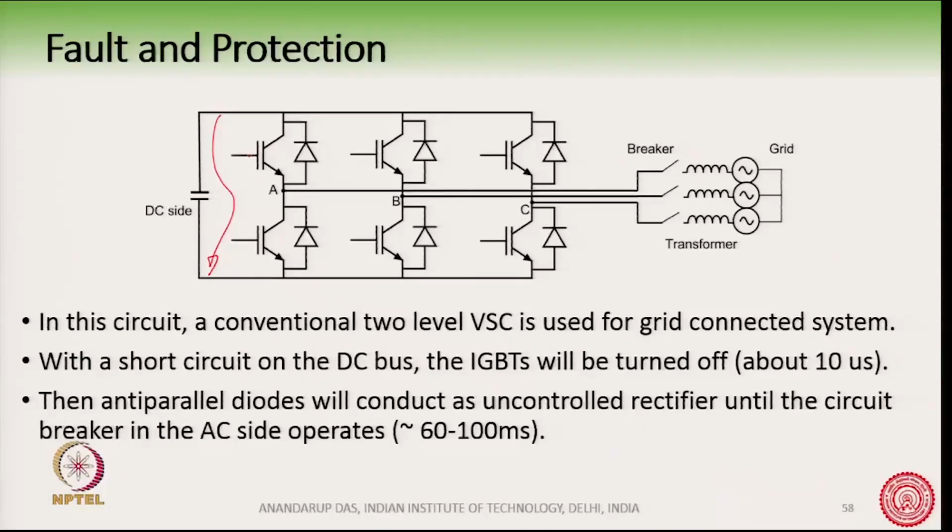You can also have a fault where by mistake these two switches have been turned on. Why can it happen? Suppose there is a miscommunication, a false signal being sent to the two switches due to some unforeseen circumstance or unforeseen behavior of the gate drive circuit. Then, if these two devices are turned on, current will flow like this.